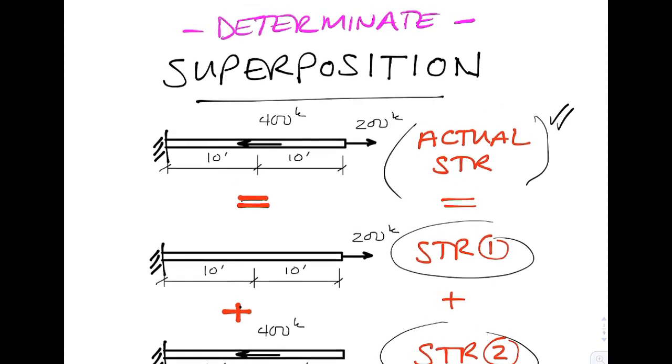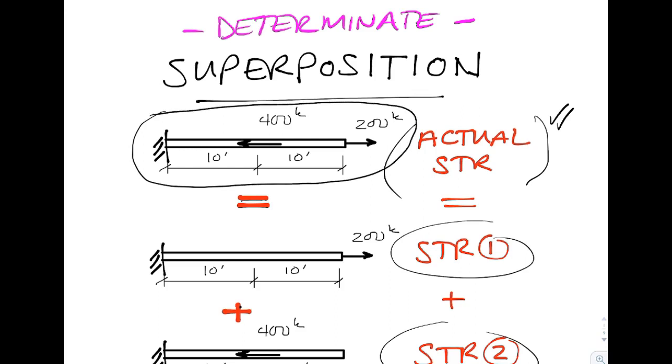So we begin here with a structure that is determinate. So this simple cantilever has 2 point loads on it. You can solve for anything in that cantilever using statics. We can find external supports. We can find all of the internal forces.